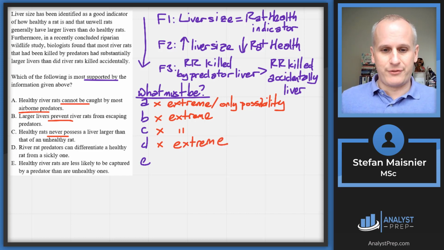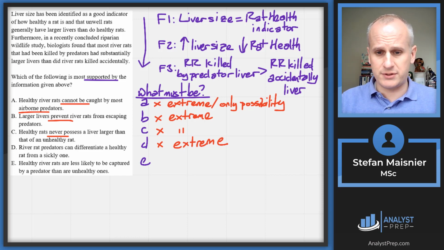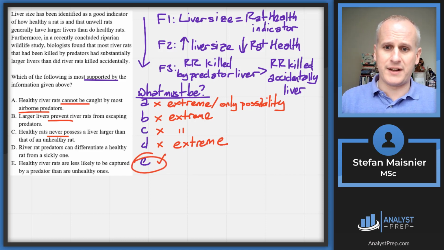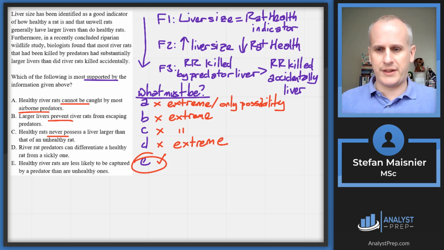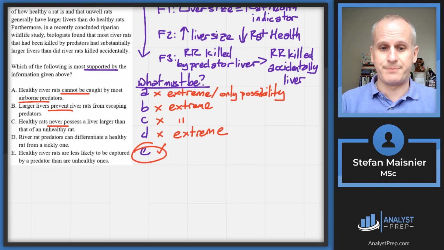But healthy river rats are less likely to be captured by a predator than are unhealthy ones. Well, this fits our statements almost exactly, because we've got the river rat killed by a predator has a liver larger than the accidentally killed river rat does. And we know from earlier in the paragraph that liver size correlates to rat health, and that a larger liver means that you've got a less healthy rat. So you're basically just synthesizing all the information into one statement, and choice E is the correct answer.